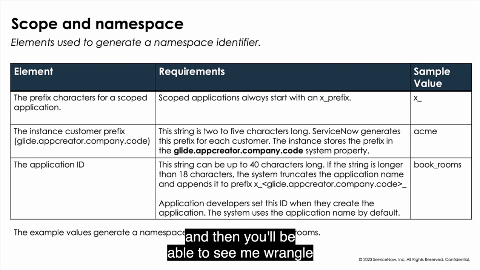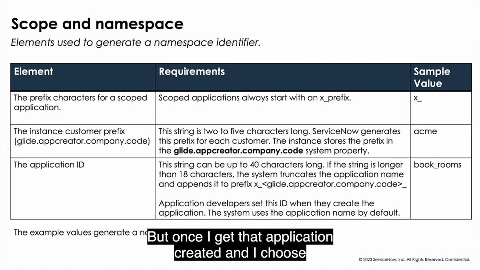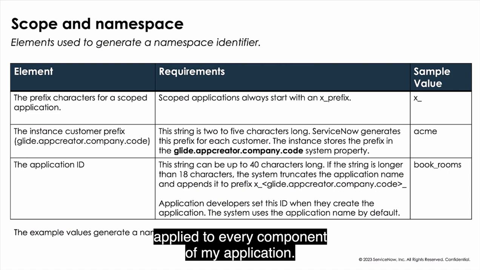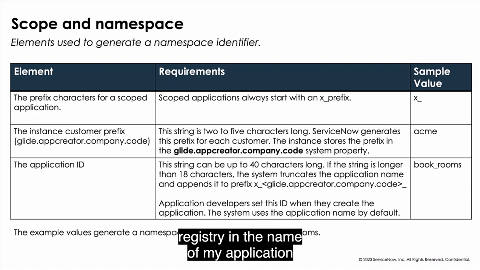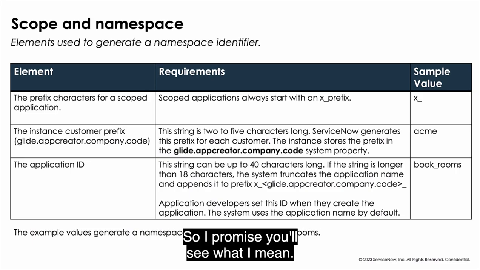Then you'll see me create an application, and then you'll be able to see me wrangle with ServiceNow's expectations for my so-called scope namespace. But once I get that application created and I choose my scope namespace, then it gets applied to every component of my application. Technically, every table in my application will start with that scope namespace, and every script in my application will start with that scope namespace, and every event that I register in the event registry in the name of my application will start with that scope namespace, etc. So I promise you'll see what I mean.